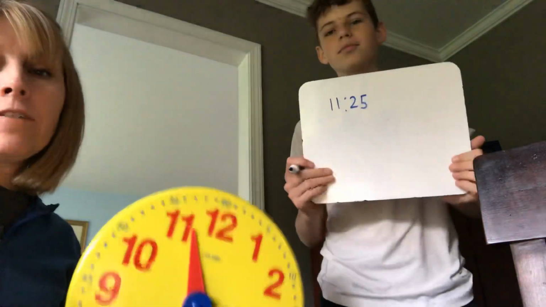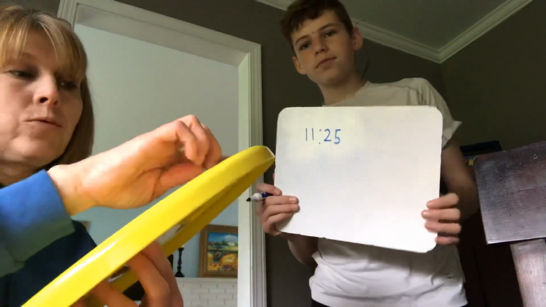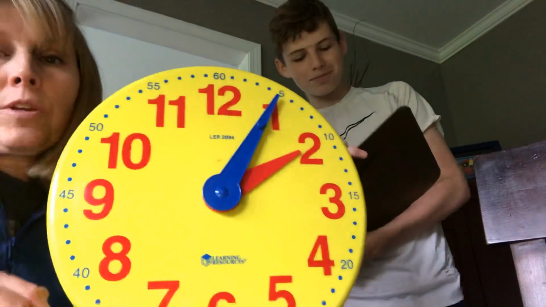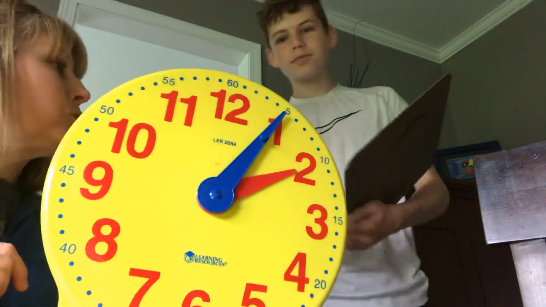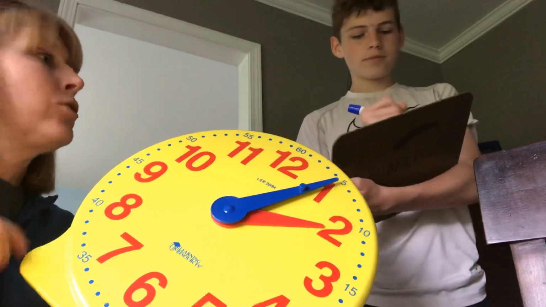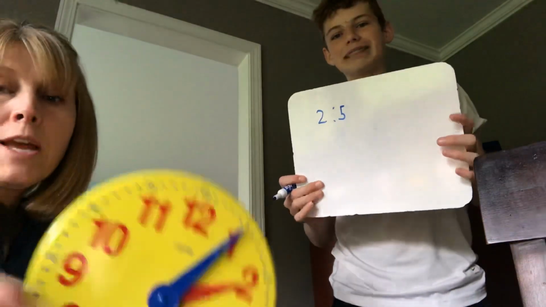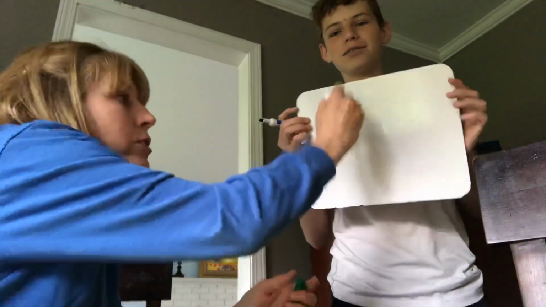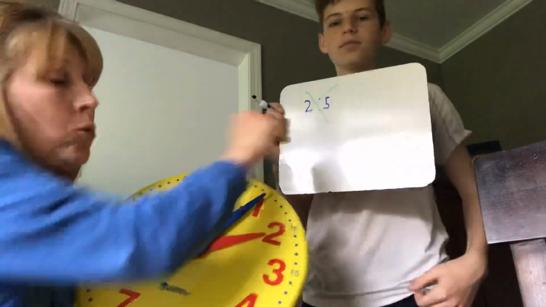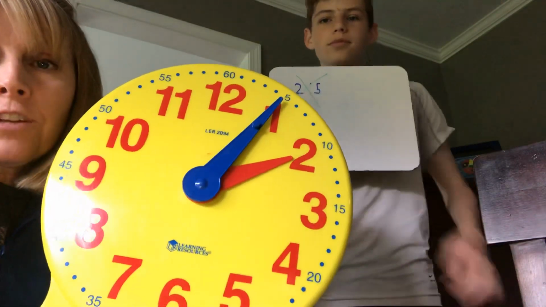Okay, 11:25. I'm going to show you a trick one. Ready? And I'll tell Rhett what to write, even though he'll know it's wrong. Okay, Rhett. So it's right on the 2, so the hour is 2. And then Rhett, just write down 5. Don't put the 0. So this is the time he wrote. And he knows that's wrong. The reason it's wrong is because you have to have a placeholder. So this time is 2:05.